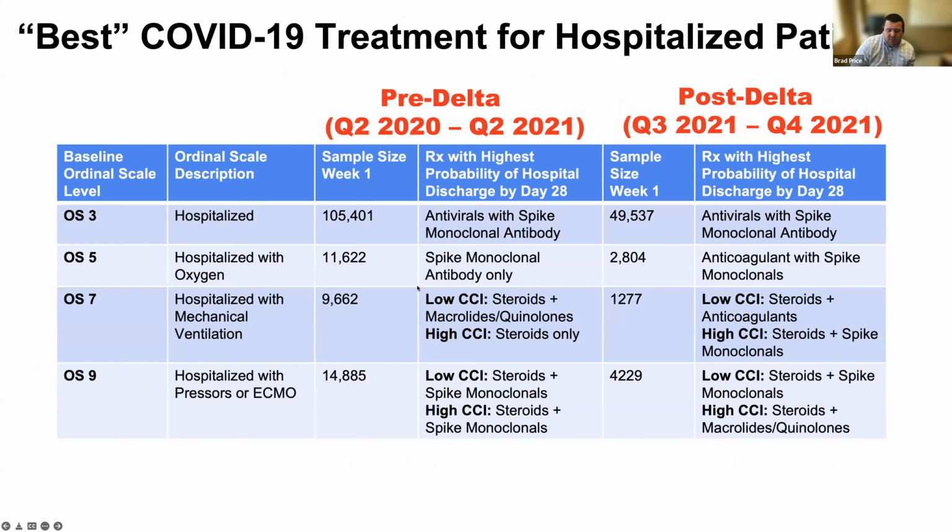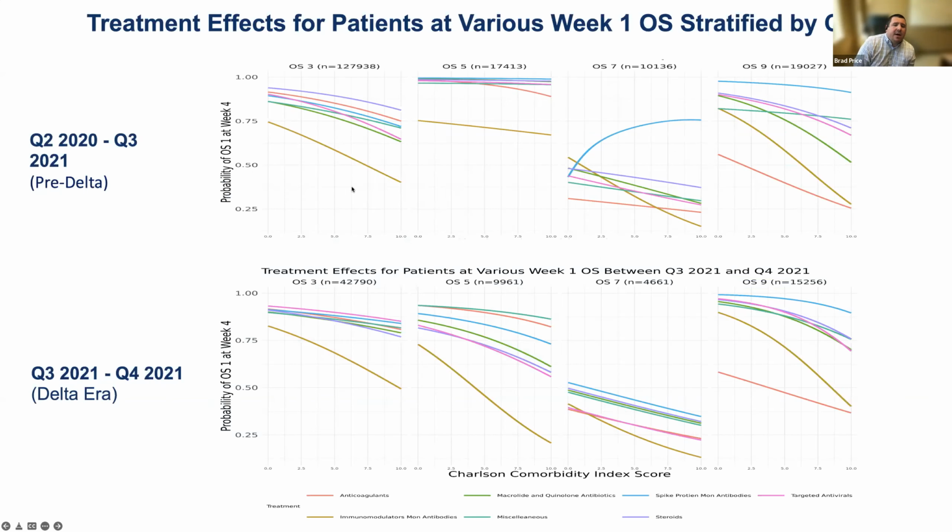One of the things I'll have you look at, and one of the places I'll move your eye to, is that while we look at it across the severity scale, let's look at it between time periods as well. Let's look at the actual effect of the Delta variant and ask: if it worked for OS3 pre-Delta, did it still work during Delta? Well, as we transition from pre-Delta to Delta, we see a change in effectiveness. Here it would be steroids plus monoclonal antibodies, whereas during Delta, it's targeted antivirals plus spike protein monoclonal antibodies having the best outcome.